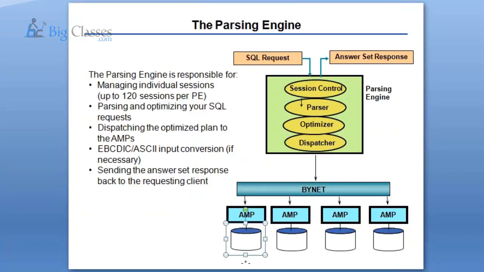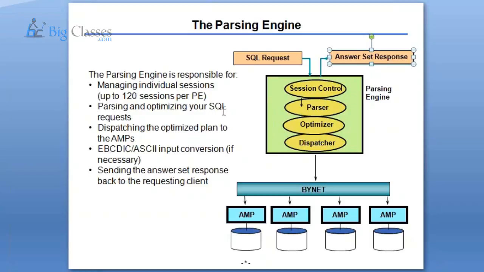And this is nothing but the virtual disk where the data will be stored, and AMP will pull the data, do the operations and send the data to the BYNET. BYNET will send the data to the parsing engine as the answer set response. Answer set is nothing but your view of the data set. So the parsing engine does all these things in a fraction of a second, so you can't really check how each component is exactly doing it, but you can see the explain plan to see what kind of operations are being done on the data retrieval part.